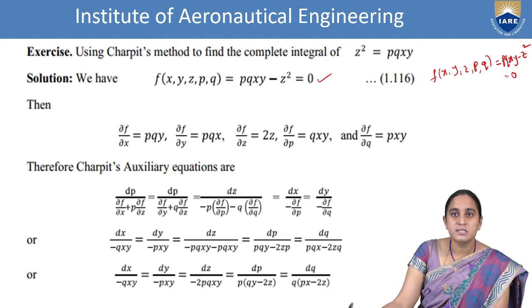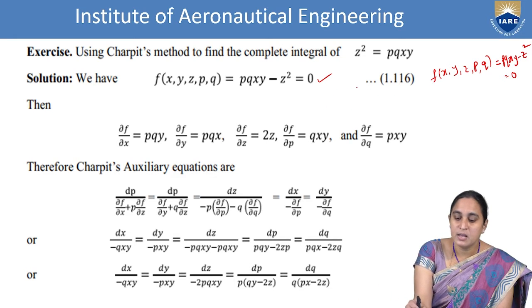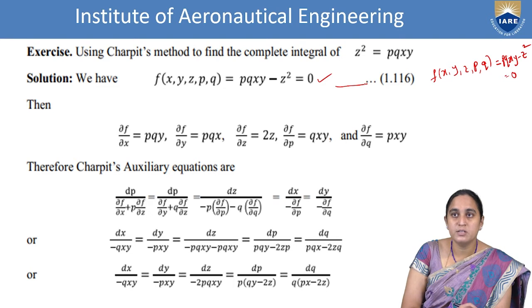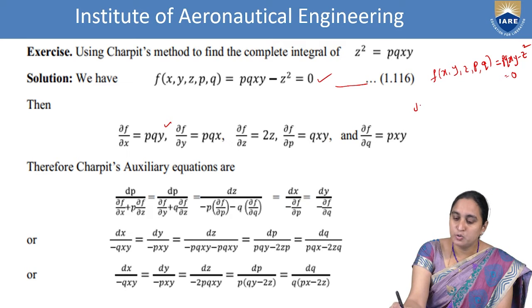And what about the second step from Charpit's method? Assign the auxiliary equation. For that, first I'll find the differentiation of f with respect to x, y, z, p and q. For the function f, let us assign that as the first equation. Differentiation with respect to x is dou f by dou x.